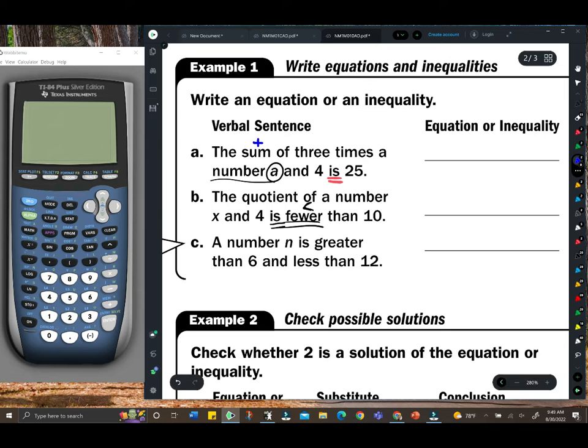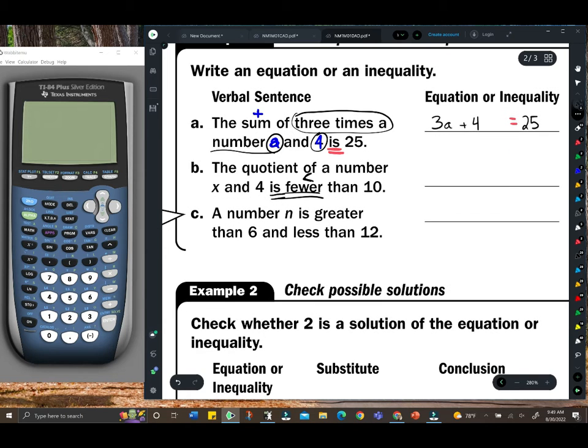3 times a number a means we have a variable a, and 4 is an extra bit of number. When we see the word is, it means equal to. So we know it's going to be equal to 25. That's the easy part. The other part we have to figure out is how to combine sum, 3 times a number. 3 times a number a plus 4 is what this equation is. We're adding 3 times a number and 4 together, combining those two.